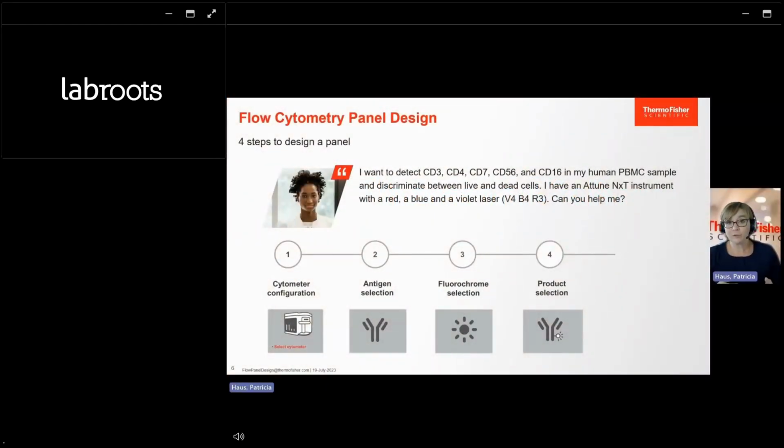So to give you a better idea of our work, I wanted to share two examples today. Those are two examples of the most common request types and how we do the panel design together with you. One of the very common questions we get is about human PBMCs, especially about PBMCs actually.